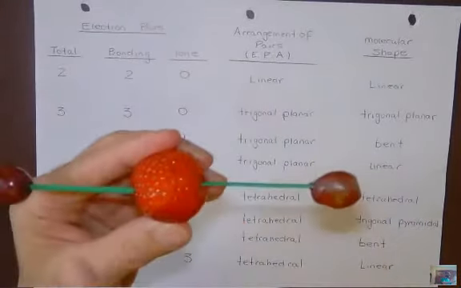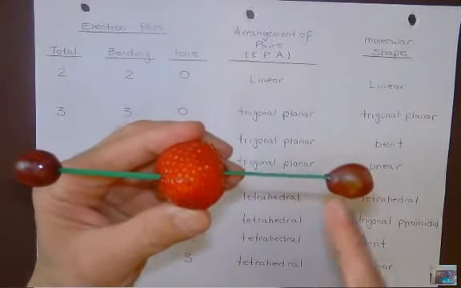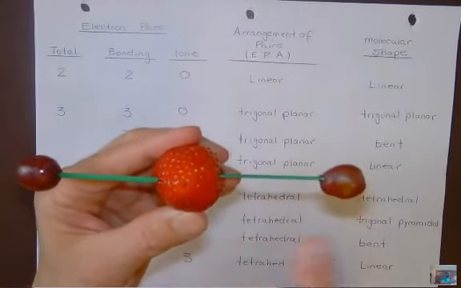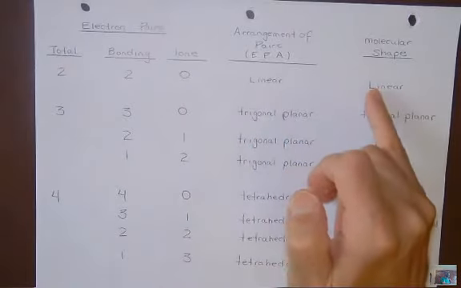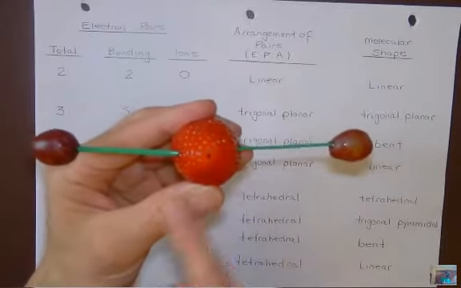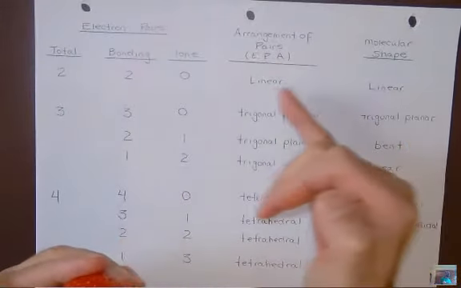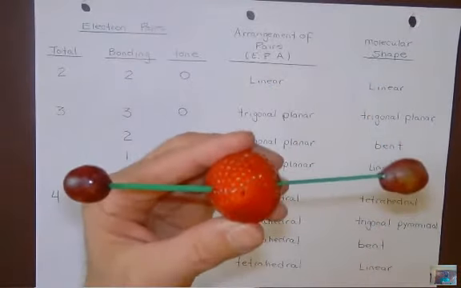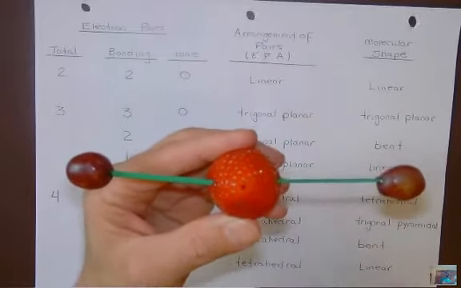Okay, so that's 2 total groups, and both of them are bonding. Why are they both bonding? Because they have an atom on each side. If I go to look at the crystal structure of this, I'm going to see straight lines. My electron pair arrangement and my molecular shape are both going to be straight lines. Remember one of the things we learned before? If none of these are lone pairs, these 2 entries will always be the same. The electron pair arrangement will be the same as the molecular shape when I have no lone pairs. I have no lone pairs because I have an atom on the ends.